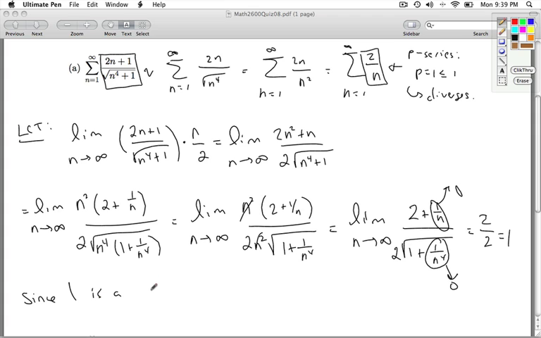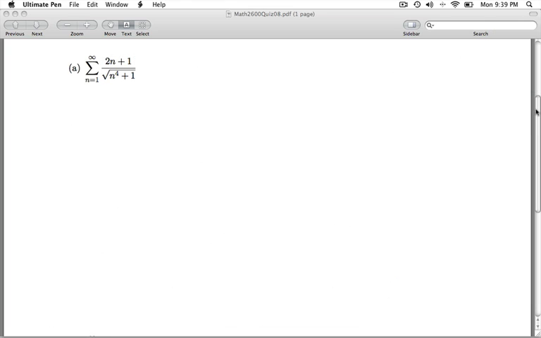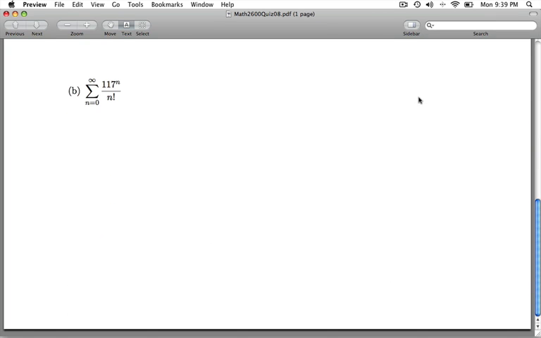Since 1 is a finite positive number, by the LCT, since the series n equals 1 to infinity of 2 over n diverges, so does the given series. So that'll do it for part A. Let's look at part B.